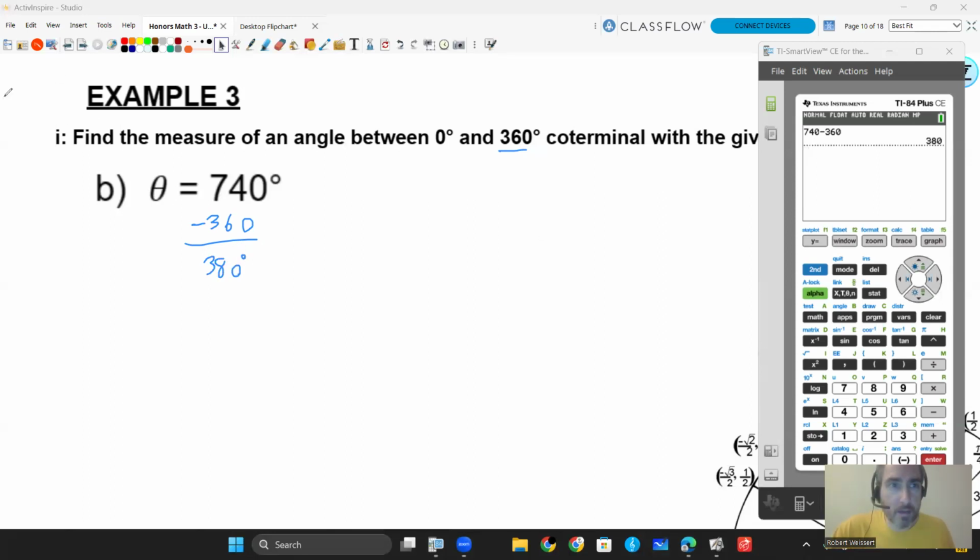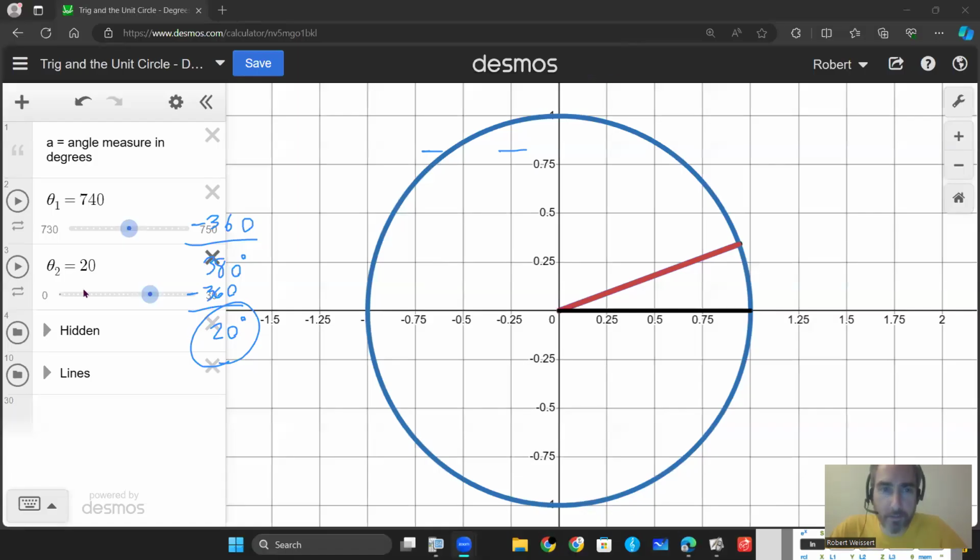So let's do that again. If you subtract 360 from there, you're going to get 20 degrees. And 20 is between 0 and 360. So we have found our angle between 0 and 360 that is coterminal with the given angle. As you can see from our interactive Desmos graph, these two angles do lie on the same spot on the unit circle, so that verifies our answer.